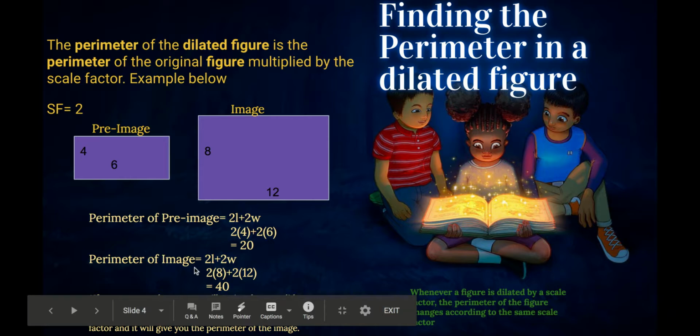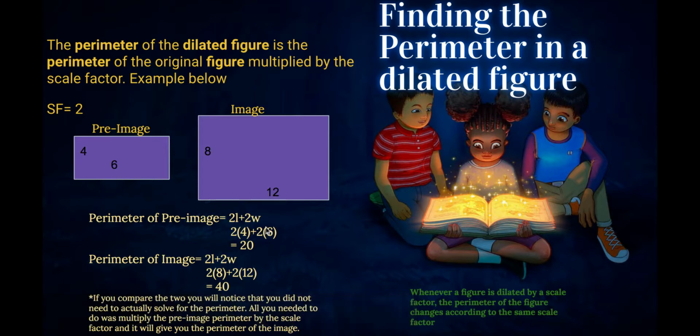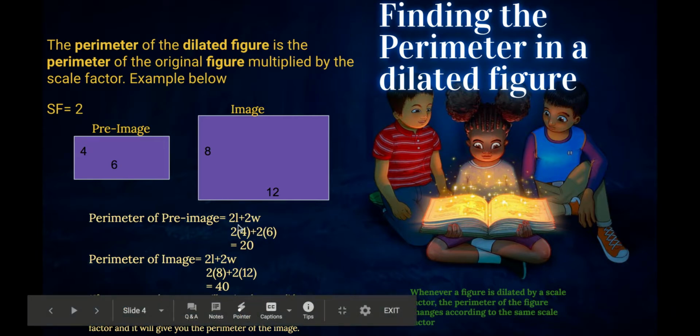But let's look at it down here. The perimeter of my pre-image, remember that perimeter formula is 2L plus 2W, meaning 2 times L and 2 times W. So my length is 4, my width is 6, and when I put that all together, I get 20. 2 times 4 is 8, 2 times 6 is 12, 8 plus 12 is 20.